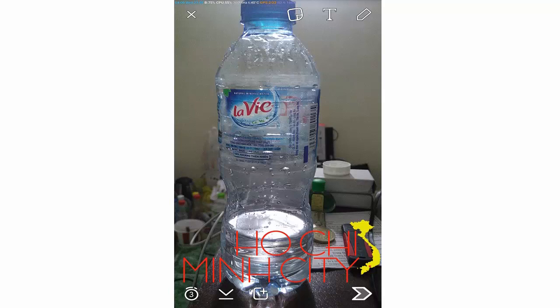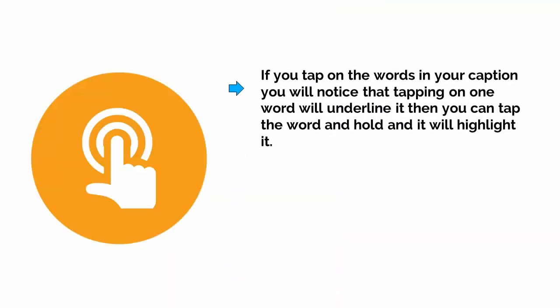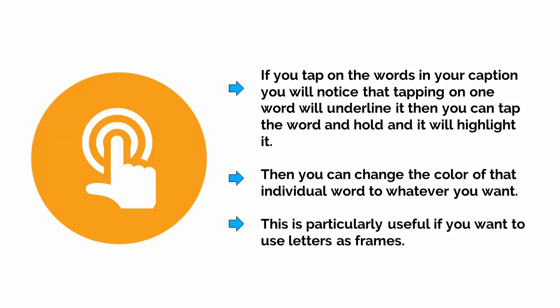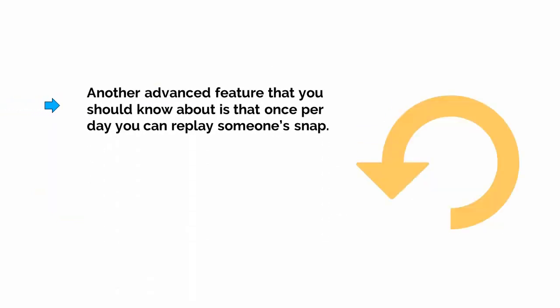There are a couple of neat things that you can do that we will end the video with. First, you can tap on the words in your caption, and you'll notice that tapping on one word will underline it, and then when you tap on the word and hold it, it will highlight it. Then you can change the color of that individual word to whatever you want. This is particularly useful if you want to use letters as frames. You can play with this and find what works best for you, but as an example, you could make the O large enough that most of it is out of frame and the part that is left frames your picture as an oval.